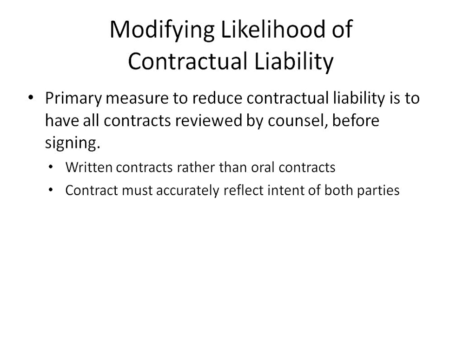Now, modifying likelihood of contractual liability. The primary measure to reduce contractual liability is to have all contracts reviewed by counsel before signing. Before signing is the key. Again, written contracts rather than oral contracts. That's the other way. And also the idea is that the contract really must accurately reflect the intent of both parties.